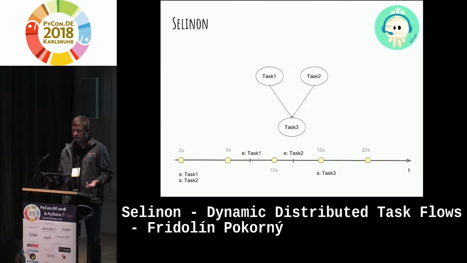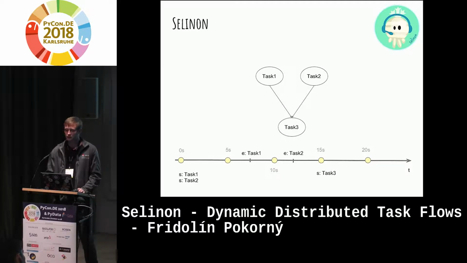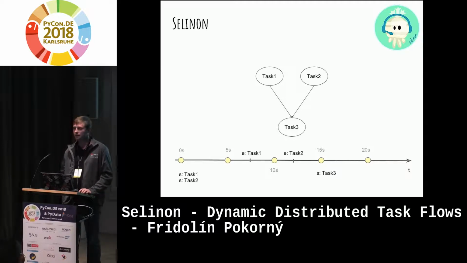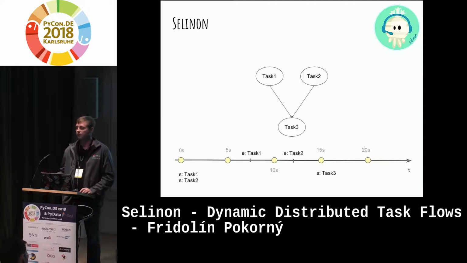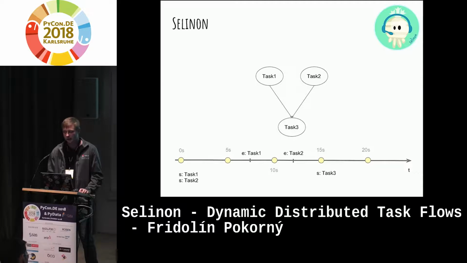Meanwhile, task 1 finishes. So after 10 seconds, the dispatcher knows task 1 has finished, but it cannot schedule task 3 because task 2 hasn't finished yet. So it reschedules itself after another 5 seconds. Meanwhile, task 2 finishes, and after 15 seconds, when the dispatcher task is scheduled, it knows that it can schedule task 3 because both task 2 and task 1 succeeded, and it reschedules itself in another 5 seconds.